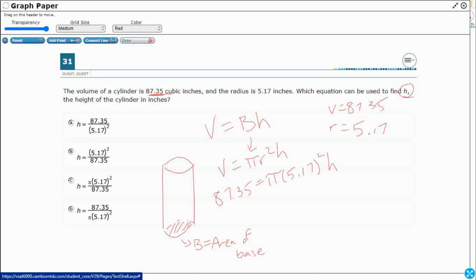So how do we isolate this variable? Well, this variable is being multiplied by pi and by 5.17 squared. So we need to use our properties of operations, and we need to think inverse operations. If it's being multiplied, pi times 5.17 squared times height, I need to divide, because that's the inverse operation, by pi and 5.17 squared. I don't need to actually simplify it. Look at our answers. We don't need to figure out what the number is. We just need to represent it.